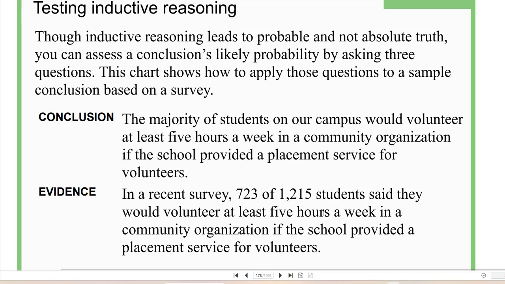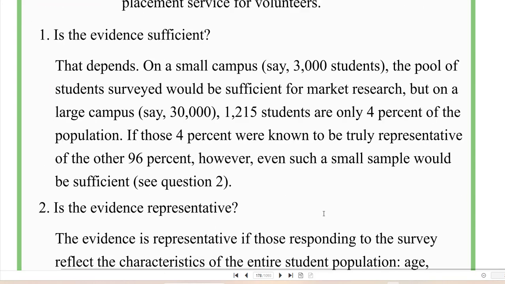In a recent survey, 723 of 1,215 students said they would volunteer at least 5 hours a week in a community organization if the school provided a placement service for volunteers. Is the evidence sufficient? That depends. On a small campus, say 3,000 students, the pool of students surveyed would be sufficient for market research. But on a large campus, say 30,000, 1,215 students are only 4% of the population.